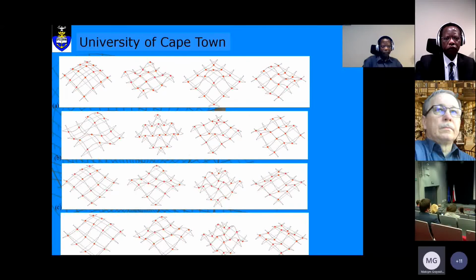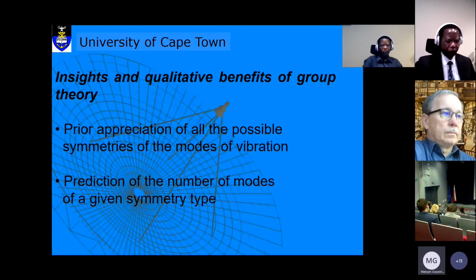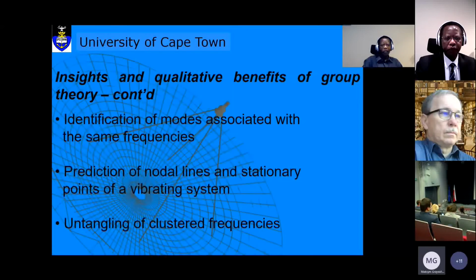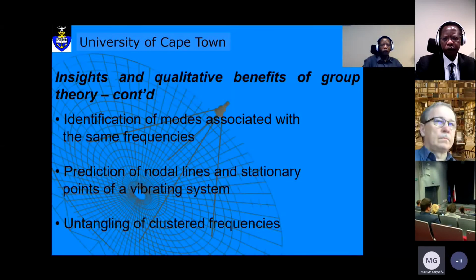In general, qualitative benefits of the group theoretic approach include the following: prior appreciation of all the possible symmetries of the modes of vibration, prediction of the number of modes of a given symmetry type, identification of modes associated with the same frequencies, prediction of nodal lines and stationary points of a vibrating system, and untangling of unclustered frequencies.